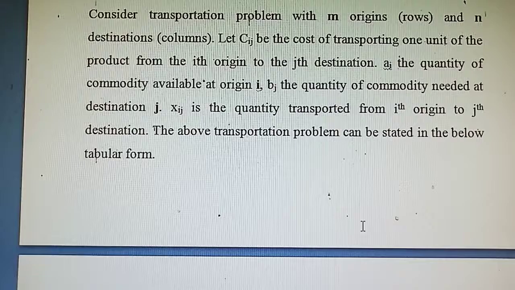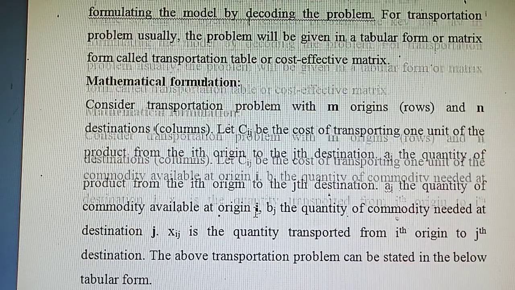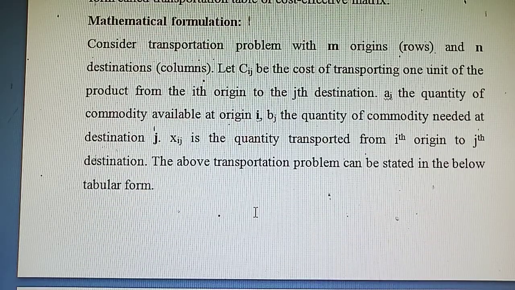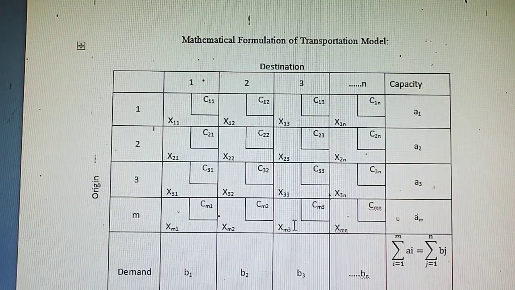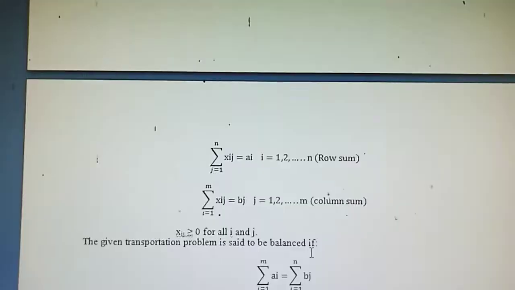So if they are asking for the mathematical formulation of the transportation problem, then we have to go for the cost of the transportation from m origins to n destinations, which is Cij, where the allocation is considered as Xij. Like that you go on explaining by writing the given formula as I already explained.